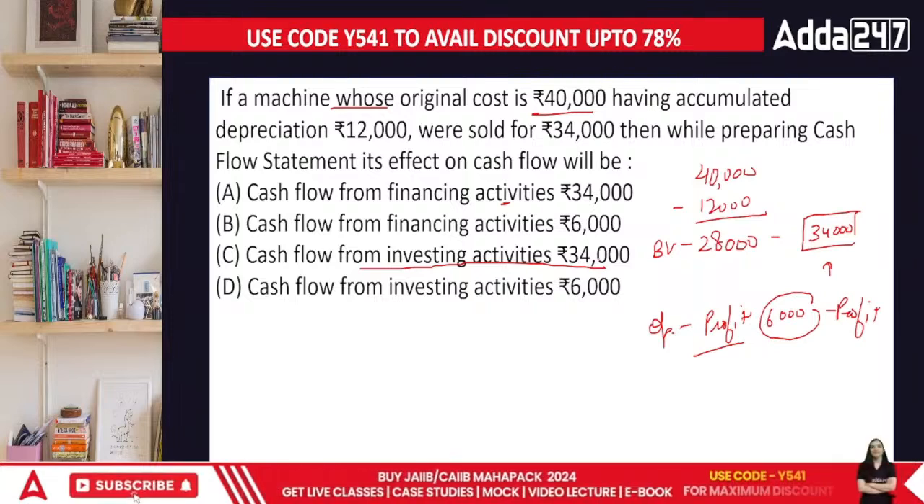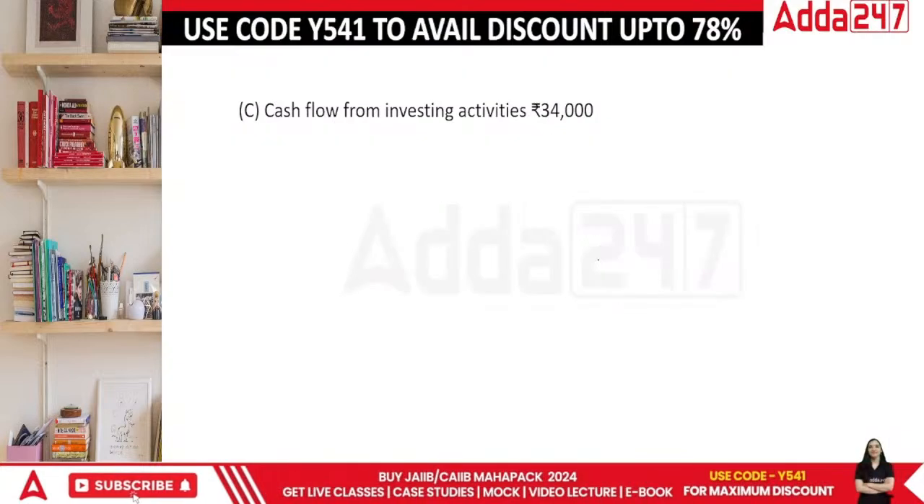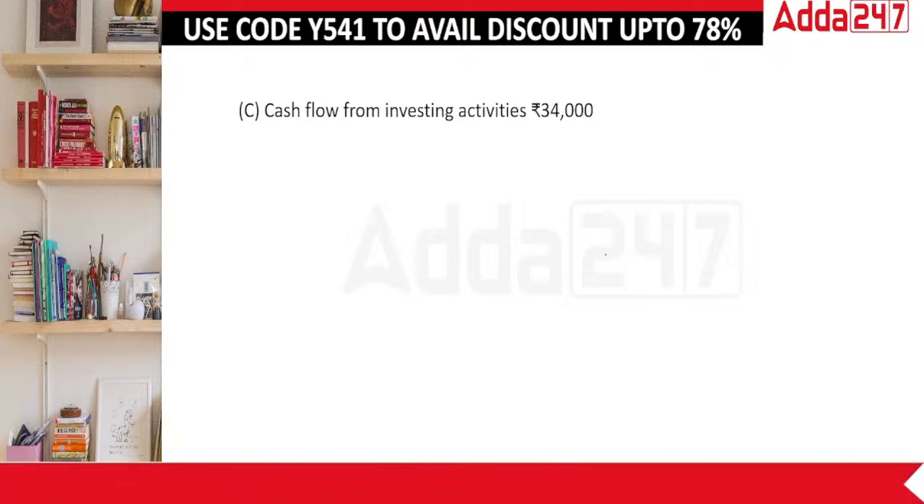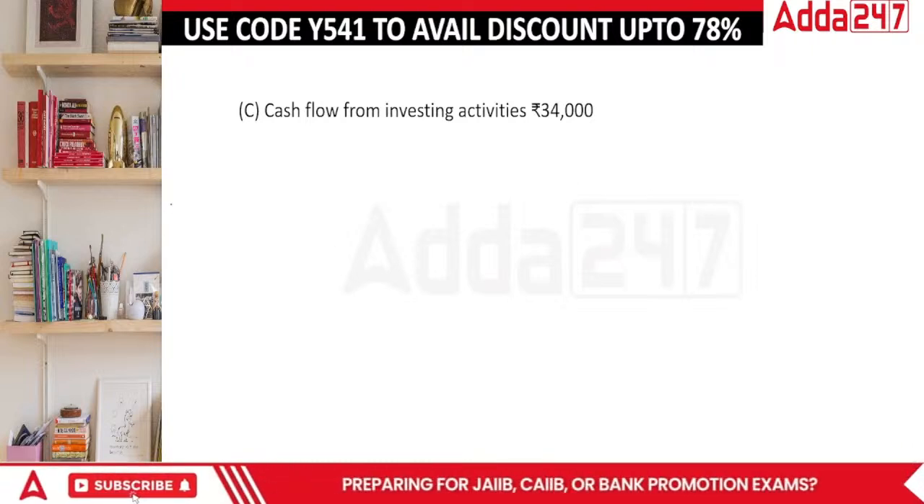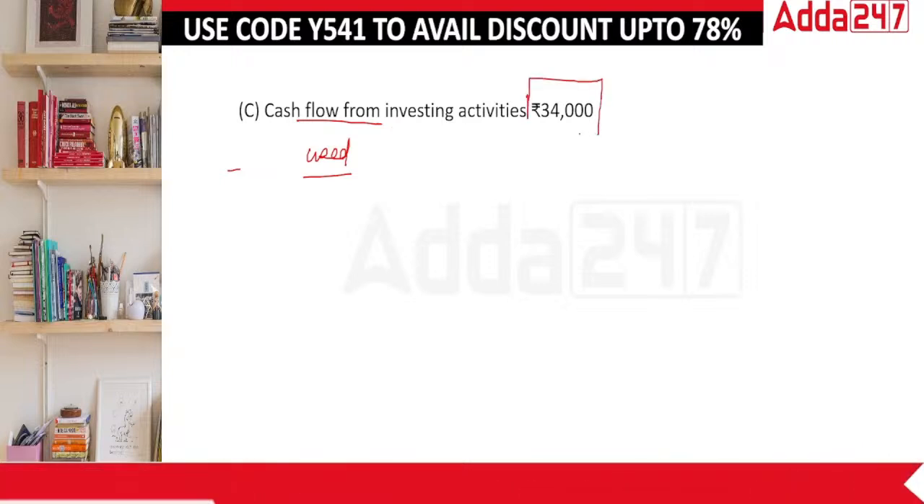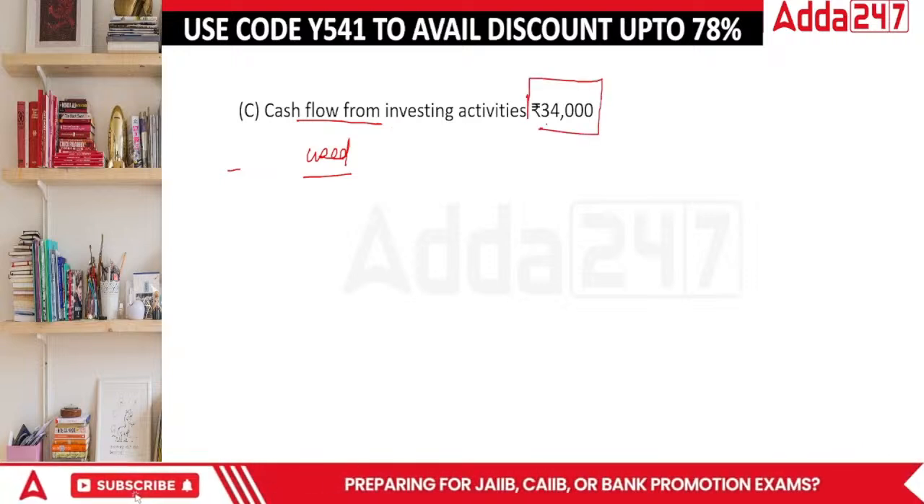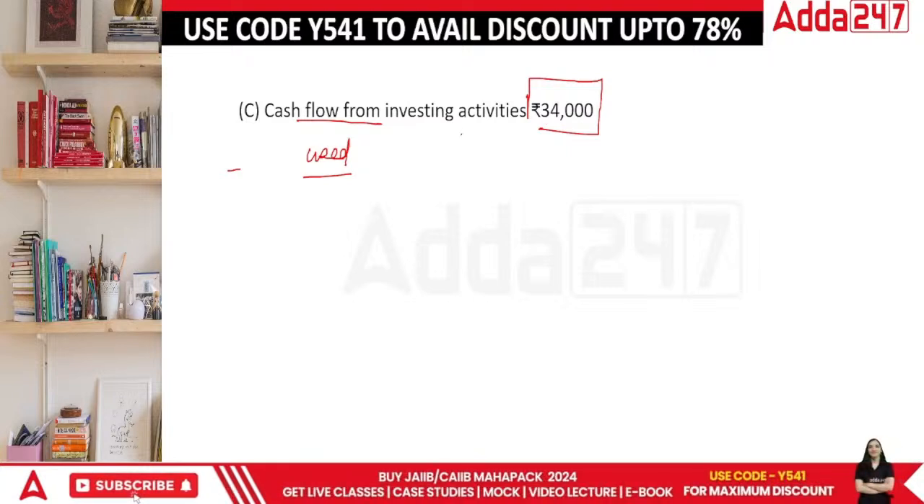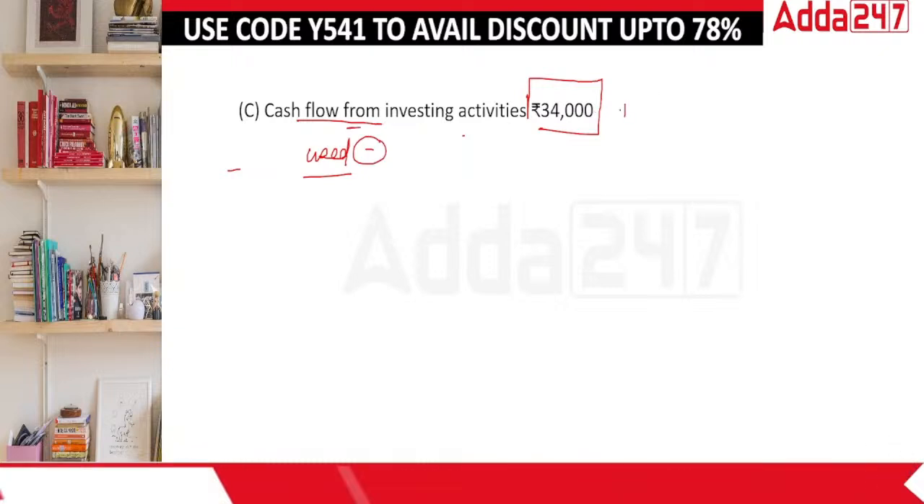Let's look at the next question. The answer is investing activities. And there is one more very important pointer. If the question says cash flow from or cash used, there are two different points. Cash flow from investing, matlab you are getting 34,000 from your business activities. Used, matlab we are using this particular money in the business. So this part is a negative one, while flow from basically is a positive one.